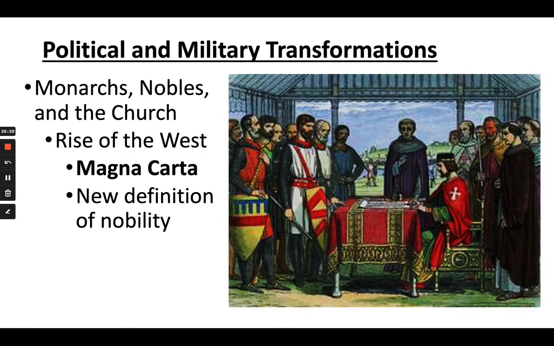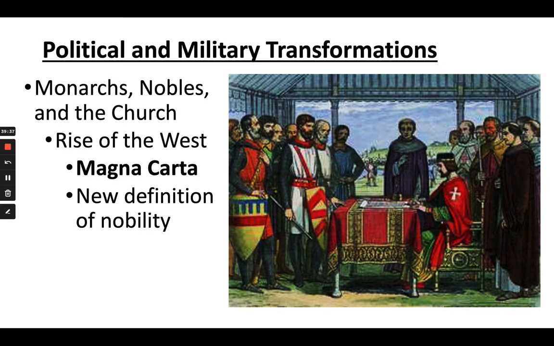Great. Let's talk a little bit about political and military transformations to finish up our day. So, we start to see the rise of nation states, of monarchies, as feudalism disappears. All right, we've already talked about the Magna Carta, how it was designed to give nobles some power over the king. And yet we still see that monarchs are growing in power and in influence.